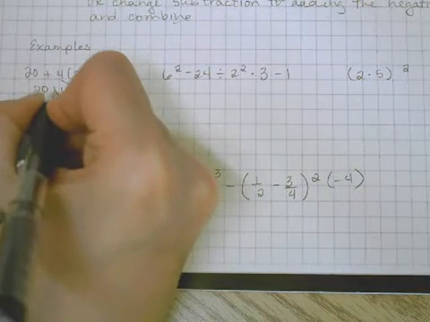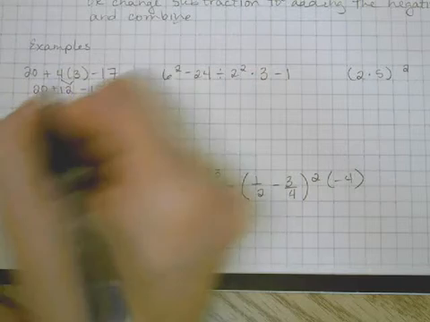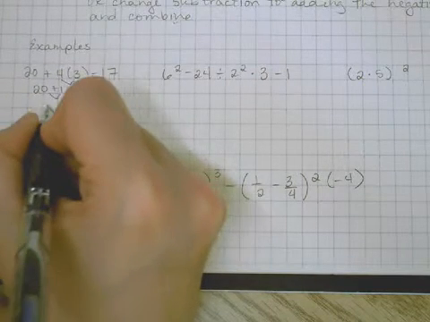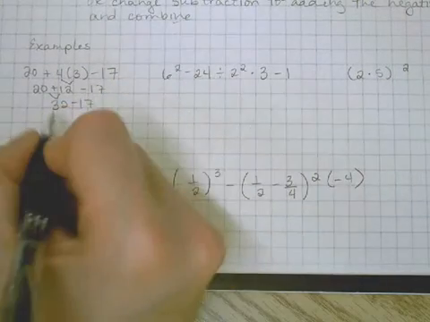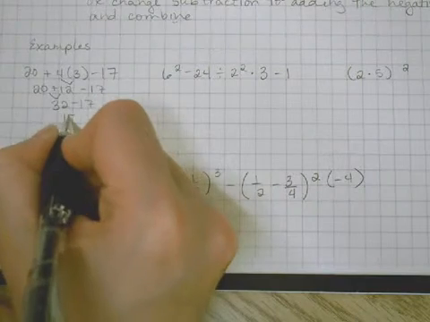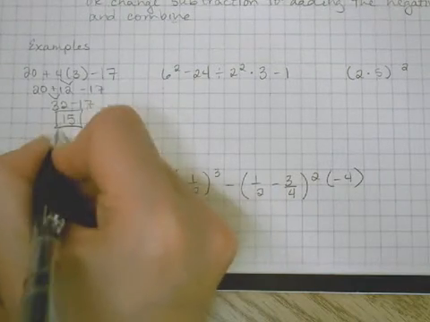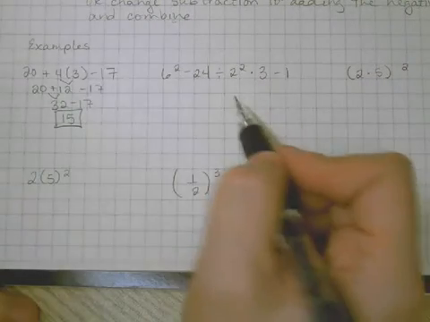Drop down everything you don't use. So the 20 plus and the minus 17. 20 plus 12 is 32. Drop down the minus 17. 32 minus 17 is 15. And that's my answer. Next one gets a bit more complicated.